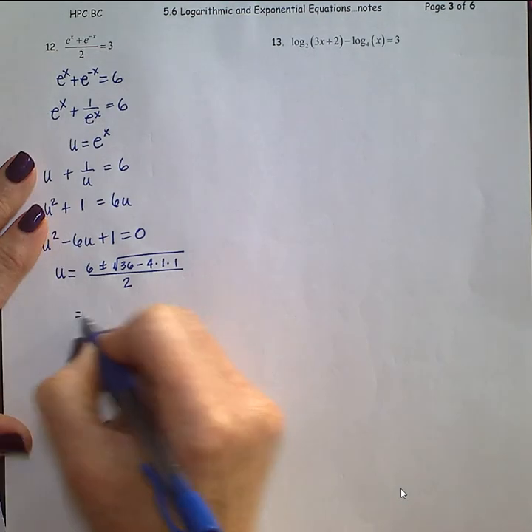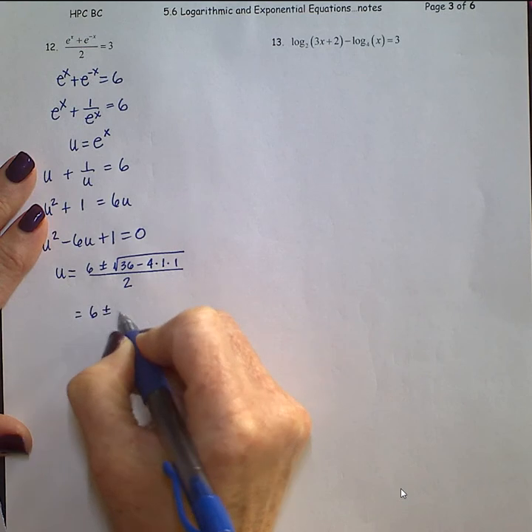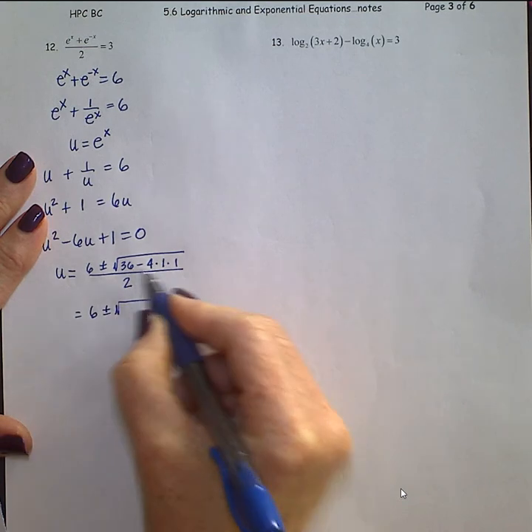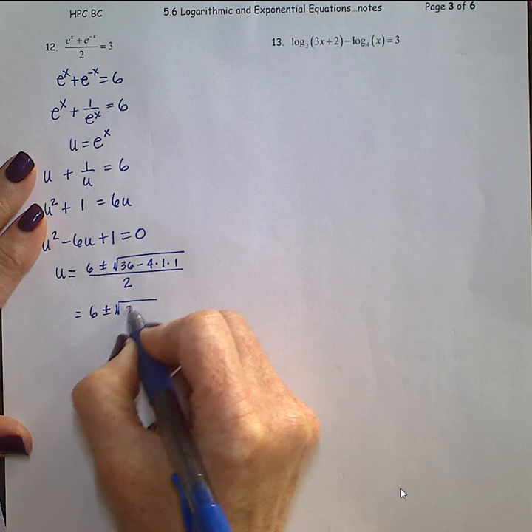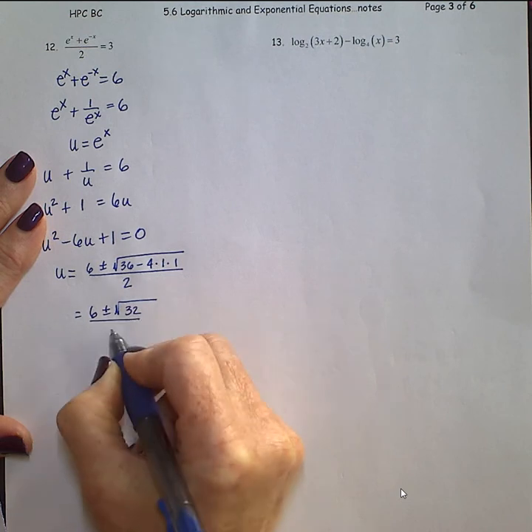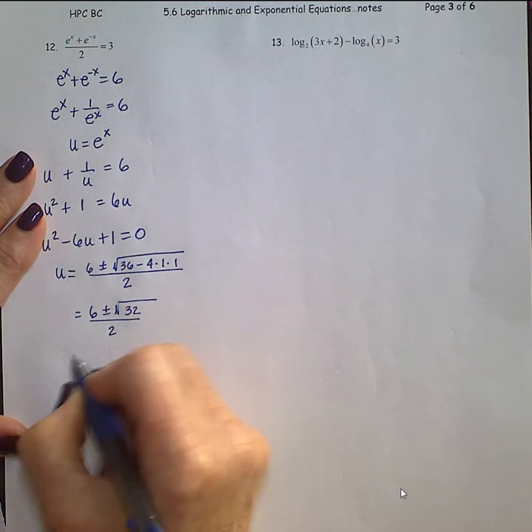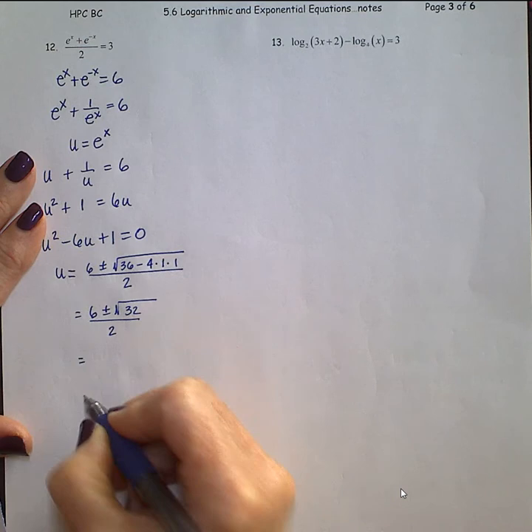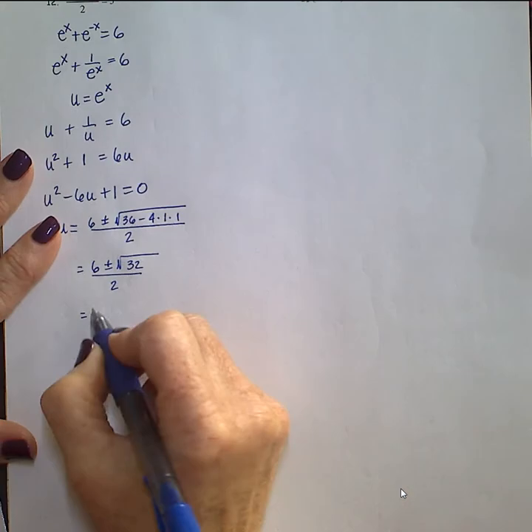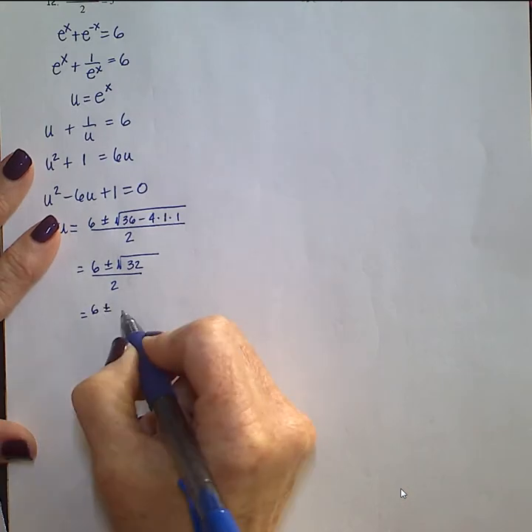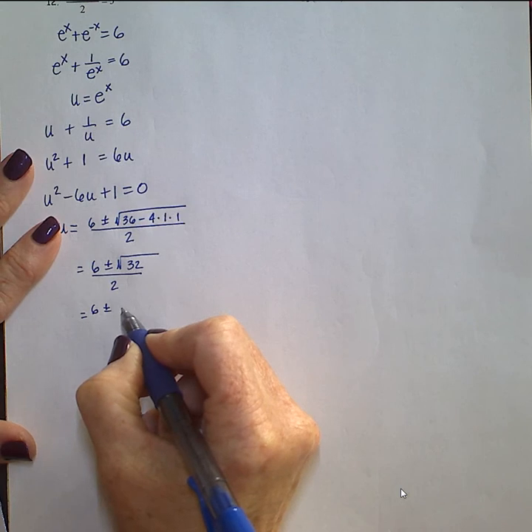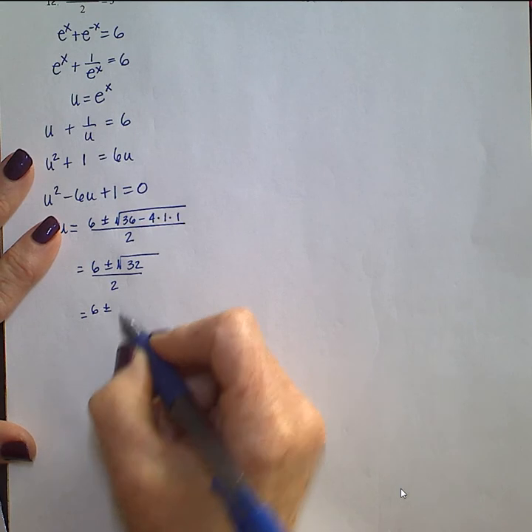And we're going to have 6 plus or minus the square root of 36 minus 4, 32, over 2. Simplify. 6 plus or minus, what's the square root of 32? 4 square root 2?